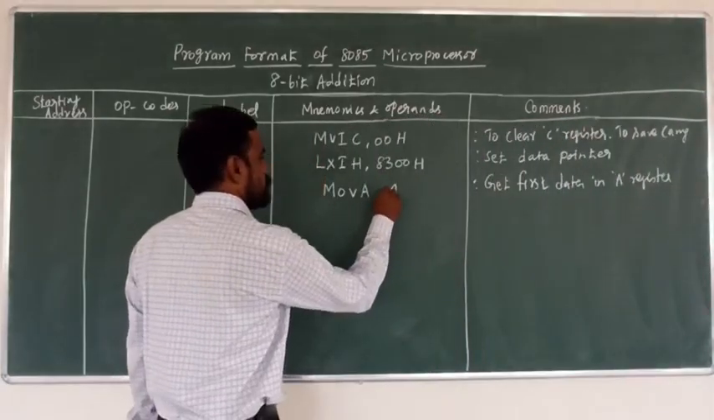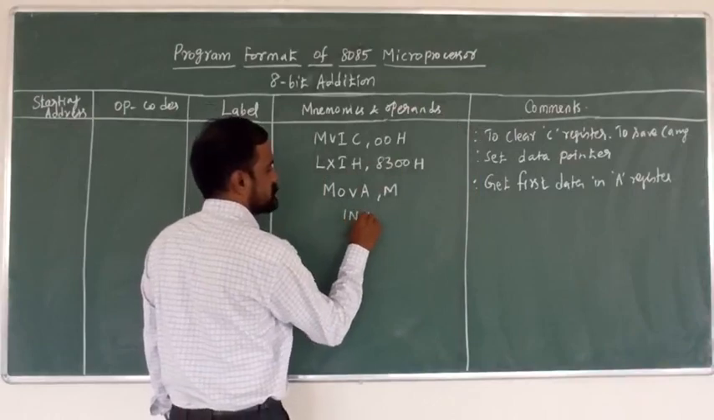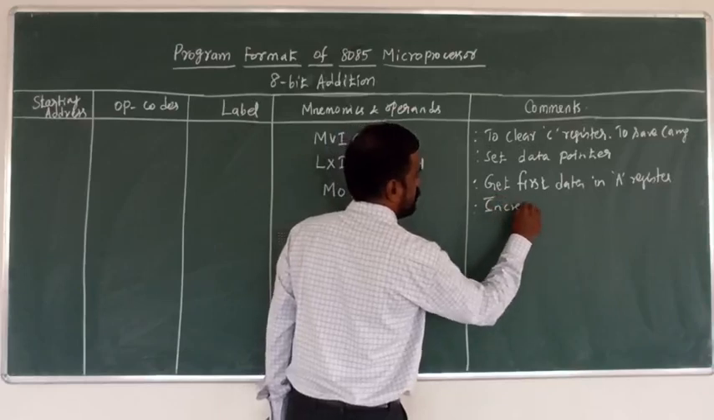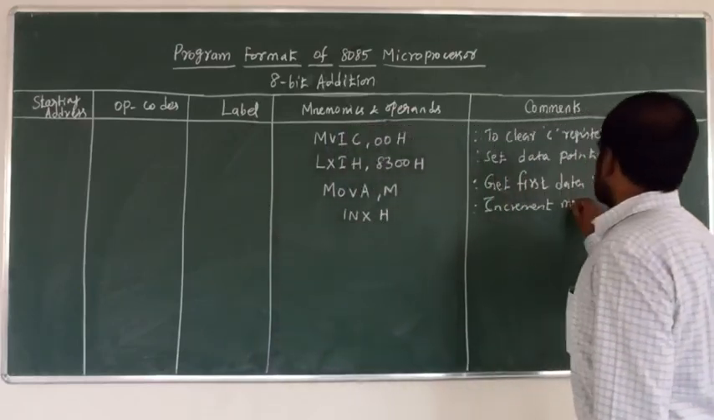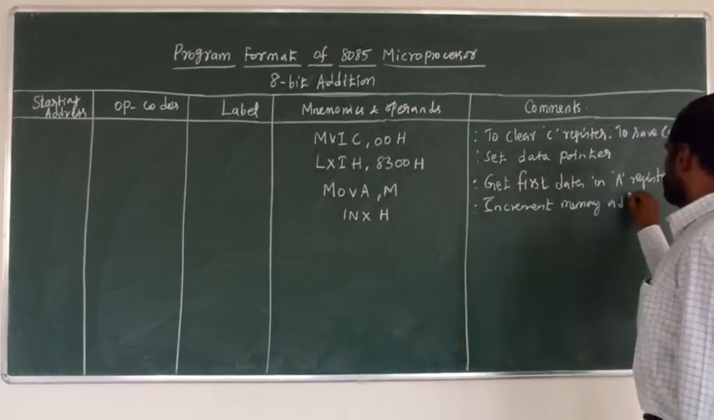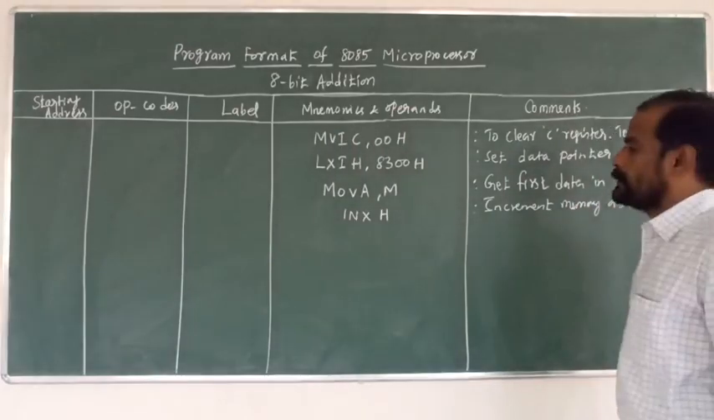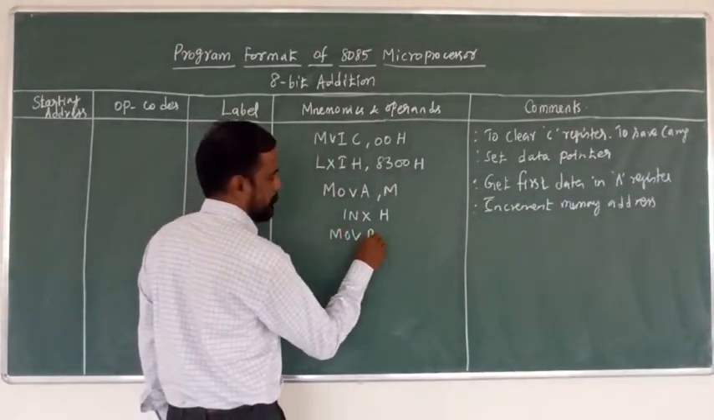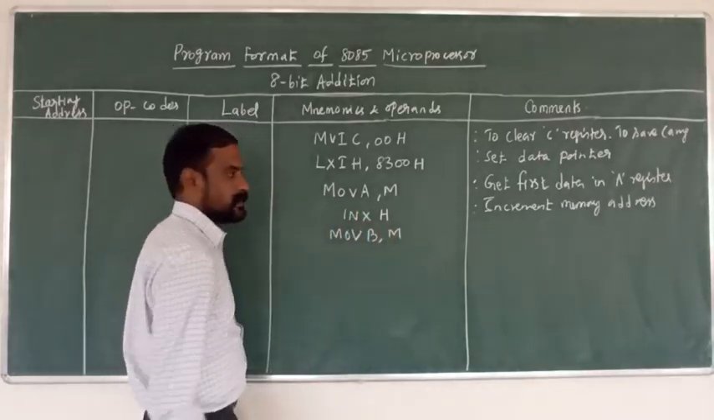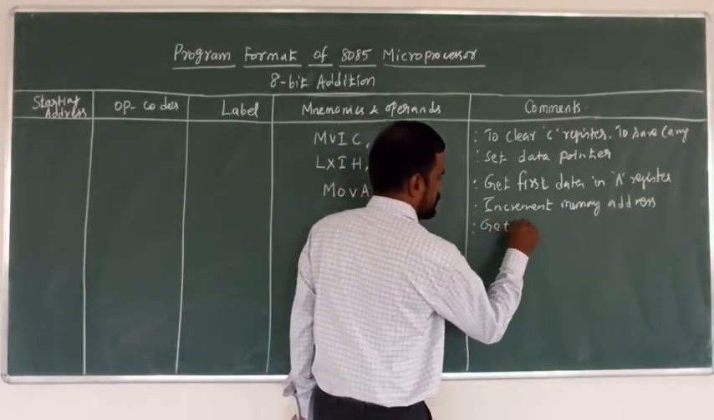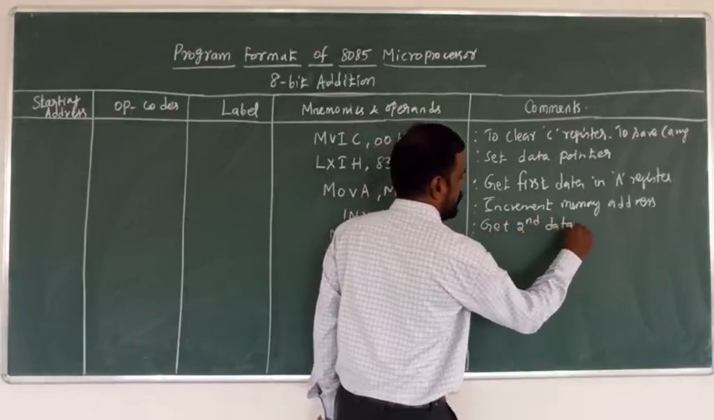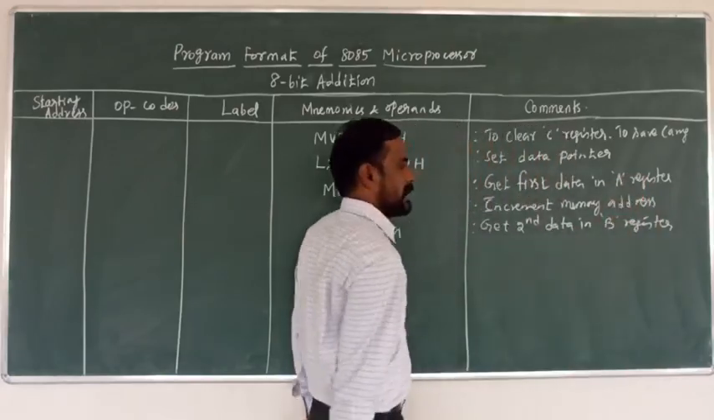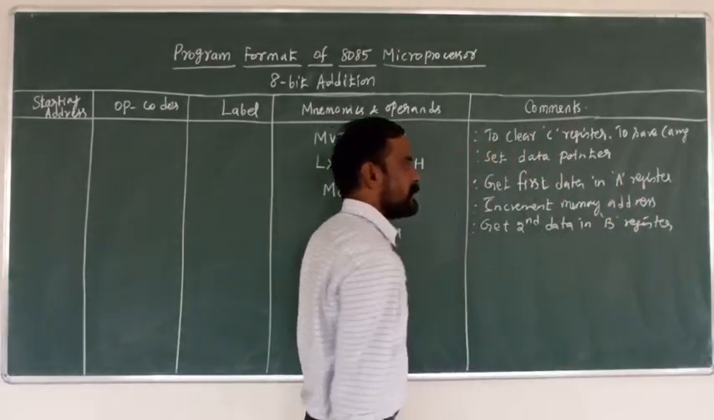Next, increment the memory address, INX H. Now the second data to move to the B register. Okay, get the second data in the B register. Data 1 is in the A register, the second data in the B register.